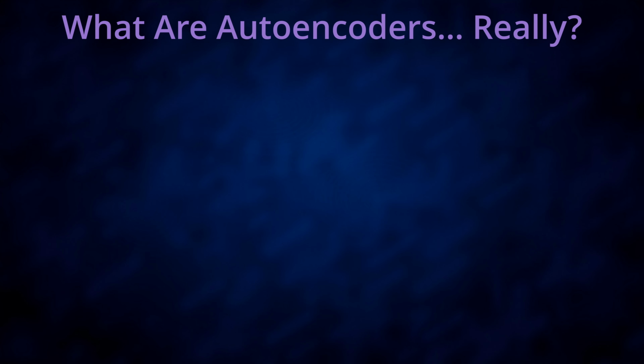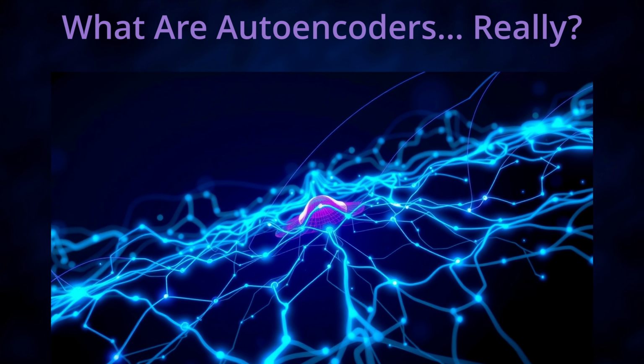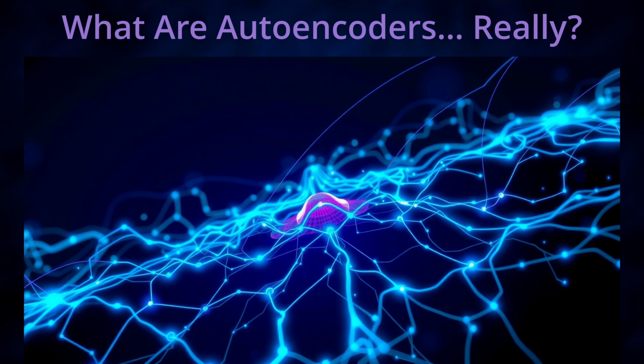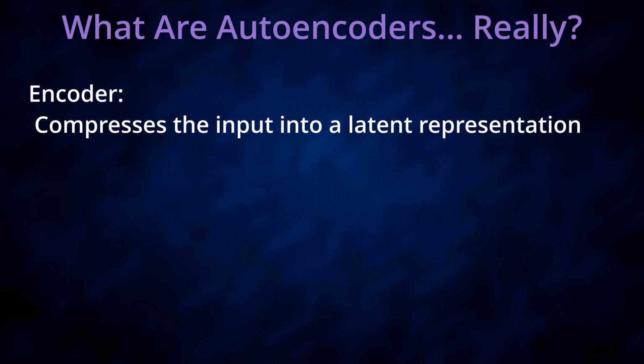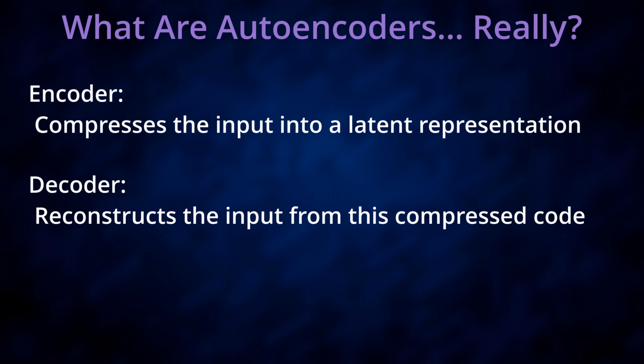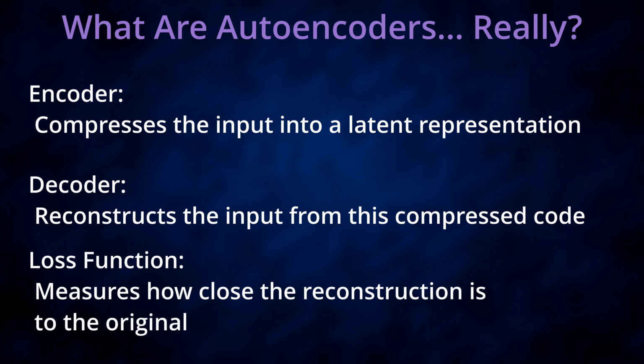What are autoencoders really? At their core, autoencoders are neural networks that learn to copy their input. But there's a twist. They don't copy directly. They compress the data into a small, dense code, then decompress it back. A loss function measures how close the reconstruction is to the original. It's like challenging yourself to describe a movie using only 5 words, and then someone else must recreate the entire movie from your description. It forces the system to learn what truly matters.